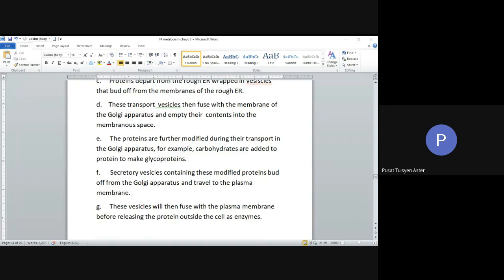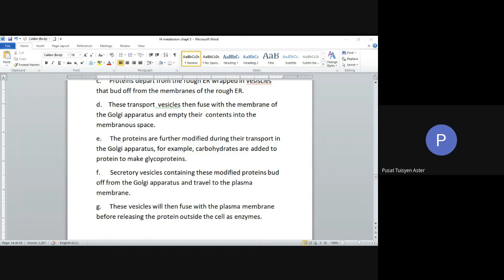All right, so these transport vesicles then fuse with the membranes of the Golgi apparatus and empty their contents into the membranous space. So our friend told us that its function is to modify and package, right? So there comes the next line. The proteins are further modified during their transport in the Golgi apparatus. For example, carbohydrates are added to protein to make glycoproteins, ni level tinggi sikit.